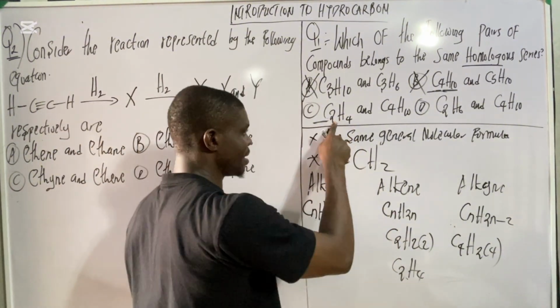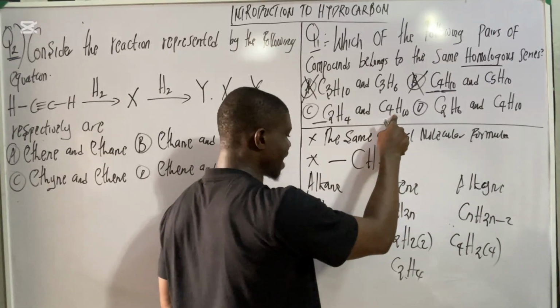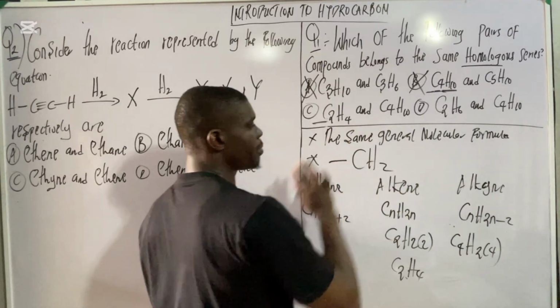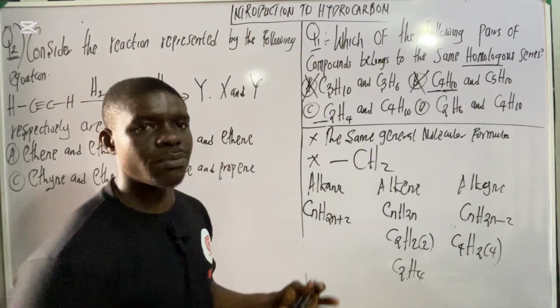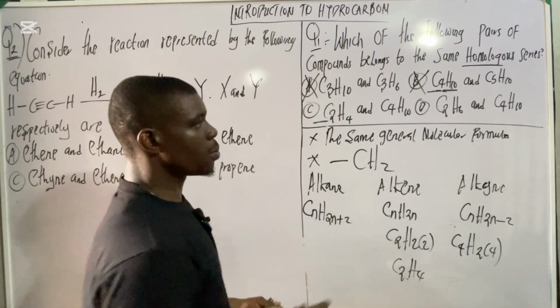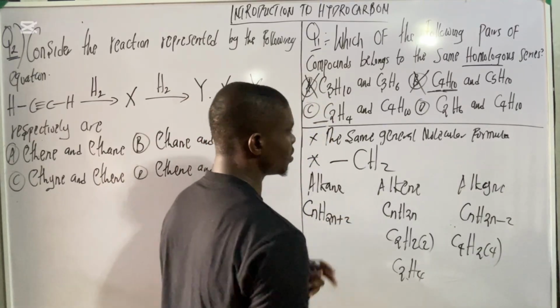This one is an alkene, and this one is an alkane. Why is this one here? They don't belong to the same series. Do you understand? Because they don't have the same general molecular formula. So let's test this one first. Let's look at D.